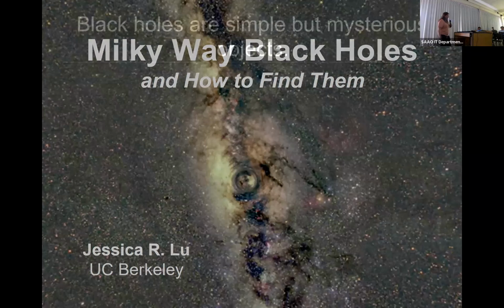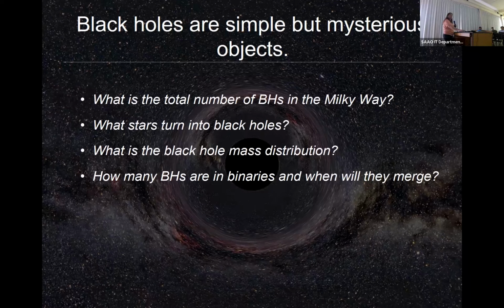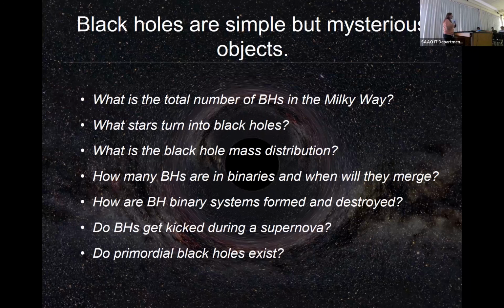So for black holes, as you heard from Shemek earlier, we're very motivated by trying to understand the population of black holes as a whole. We have a lot of uncertainties, despite the large number of black holes that have now been detected by LIGO. We still don't know really simple things like what stars turn into black holes versus neutron stars, for instance. Or do they get kicks? Or do primordial black holes even exist? So this is what's driving all of us.